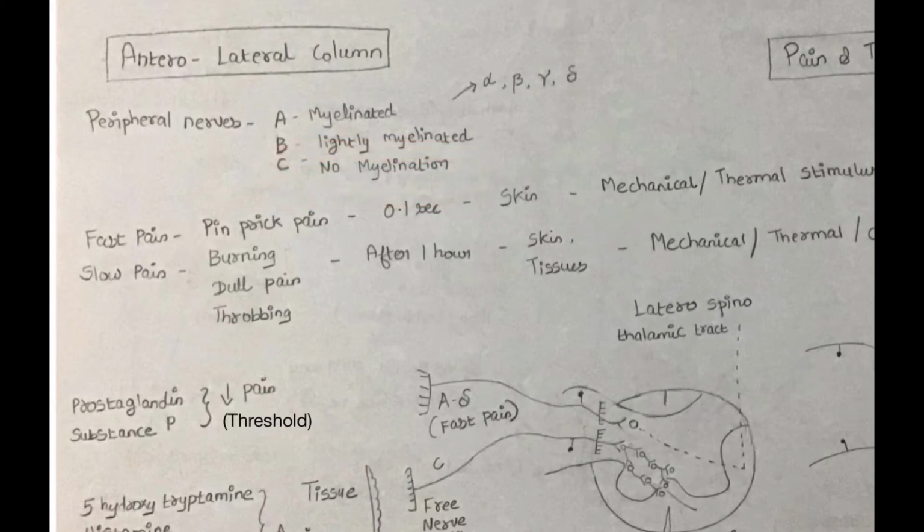Now what is the difference between fast pain and slow pain? Fast pain is, for example, pinprick pain. When someone attacks you with a needle, what happens? You feel the pain immediately and you take your hand away within a second. That is, fast pain happens within a second.